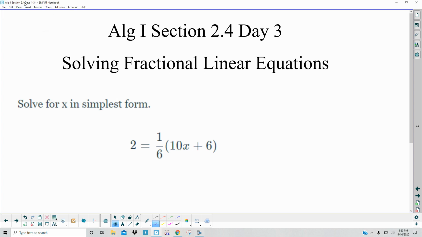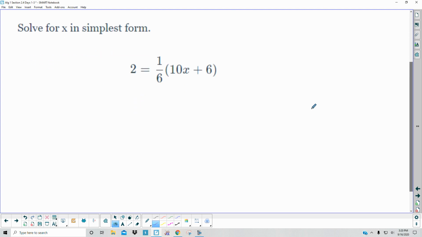Hello everyone, this is still section 2.4 and we're going to start by distributing this inside the parenthesis. And I know it's going to be fractions, so we just have to hang tight with that. So 2 is equal to 1/6 times 10. If you want, I'll step aside and do it. 1/6 times 10. The 6 and the 10 will reduce. There's a 2 that'll cancel out. 2 goes into 6 3 times, into 10 5 times. So now you just multiply straight across, and you're left with 5/3.